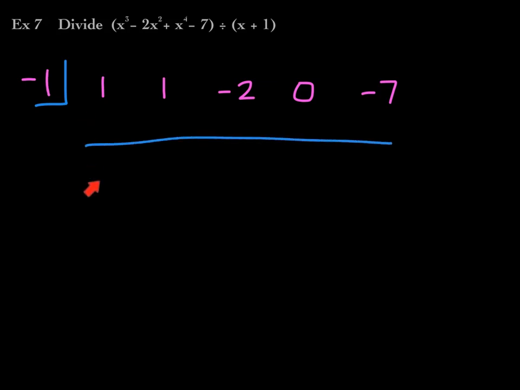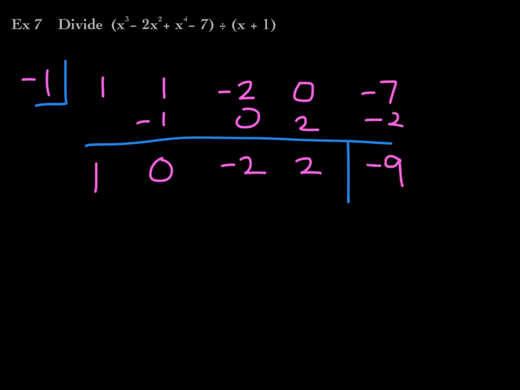I'll bring down the 1. I'll multiply. Negative 1 times 1, negative 1. I'll add 1 plus negative 1, 0. I'll multiply. Negative 1 times 0, 0. I'll add negative 2 plus 0, negative 2. I'll multiply. Negative 1 times negative 2, positive 2. I'll add 0 plus 2 is 2. And then finally, negative 1 times 2 is negative 2, for a remainder of negative 9. Remember, on the left side is your quotient and the right is your remainder.